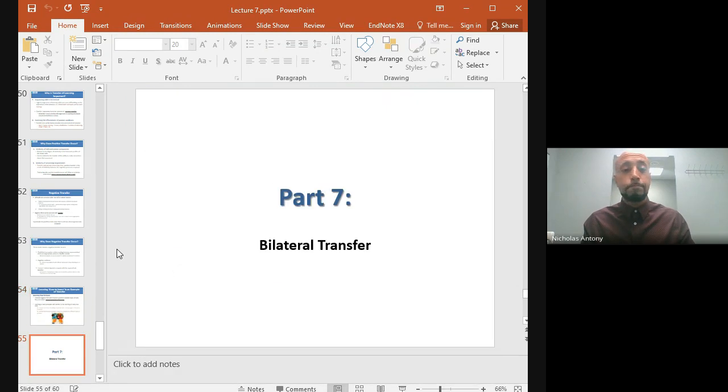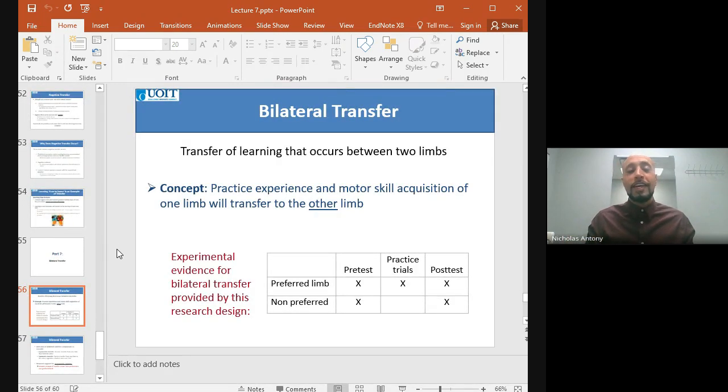Is that okay, everyone? I just wanted to finish off with bilateral transfer. So the transfer of learning a skill with one arm will affect your ability to learn, or that will transfer to the other arm or other limb. I just wanted to end off with this quick example of bilateral transfer, which is the transfer of learning that occurs between two limbs.